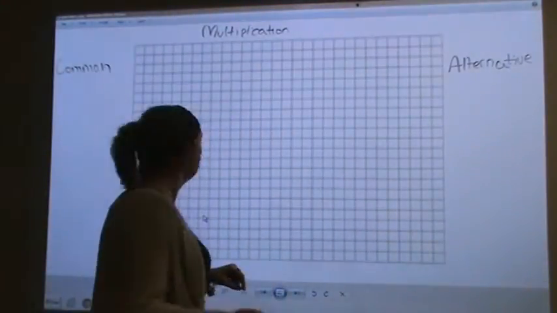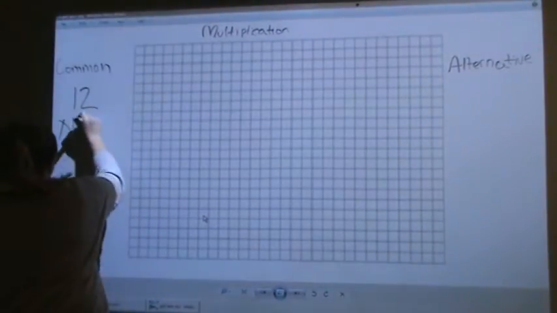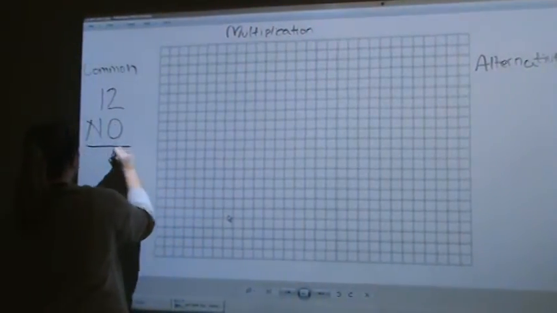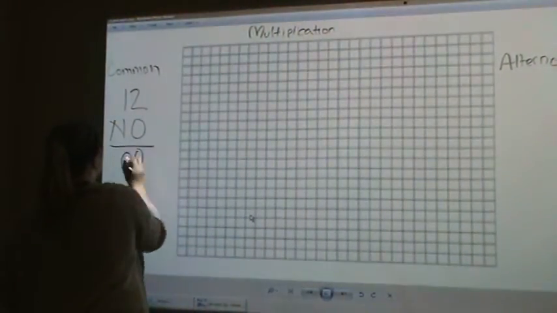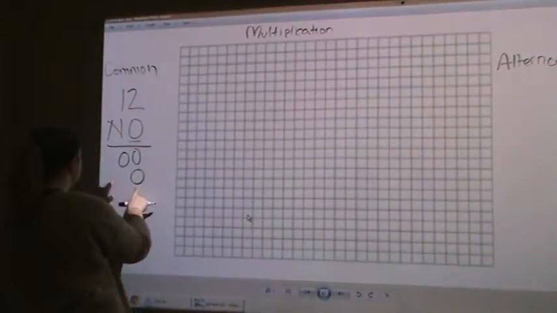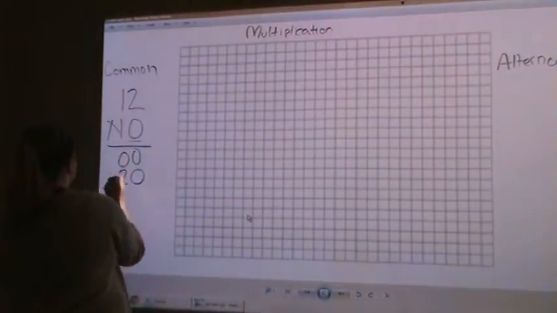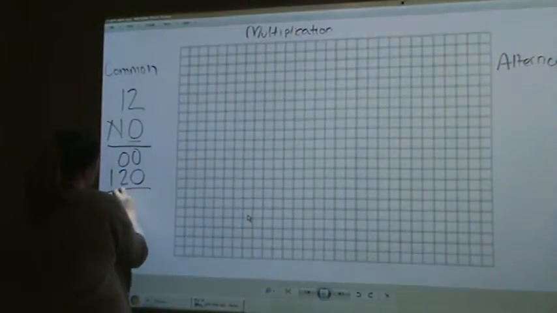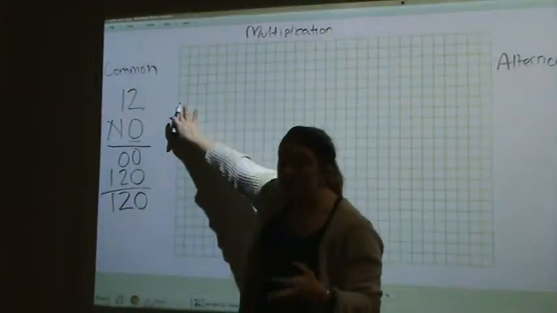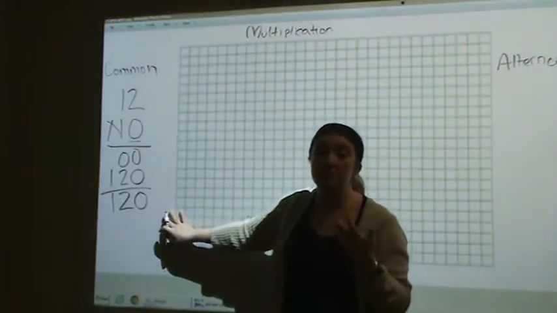So I'm going to start with one that we know. We know 12 times 10. And the usual way that we do it is 2 times 0 is 0, and 1 times 0 is 0. So then we go down because we're going to put a 0 there because we're in the tens place. And we do 1 times 2 is 2, and 1 times 1 is 1. And we add that up to be 120. And this is the way that I learned it when I was in school, and this is the way that is most common when doing multiplication.